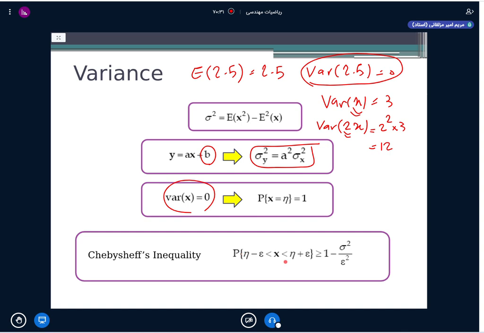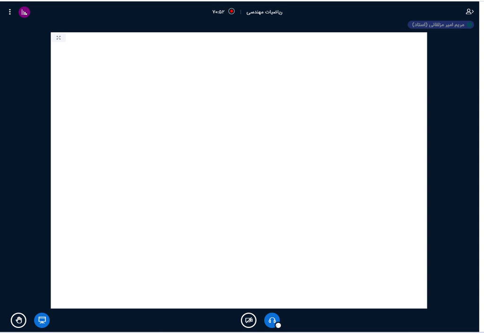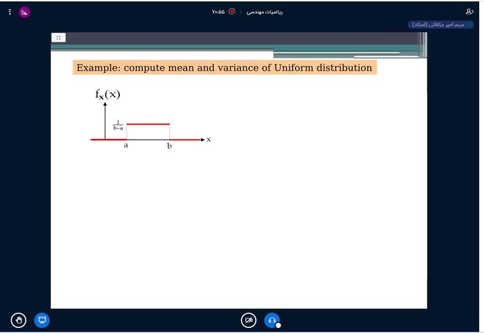And here we have Chebyshev inequality. We don't want to discuss this inequality because it's almost complicated. Okay, forget this property. Only pay attention to these three properties of variance. Okay, let's see an example about computing the variance and mean of a distribution.